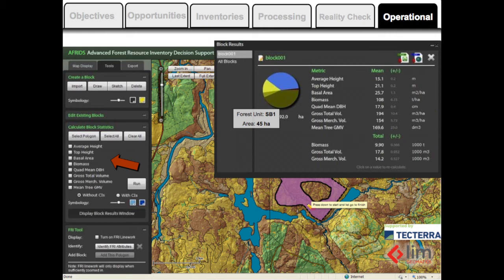Down the left-hand side, you have tabs showing the statistics for each particular block, and you can go in and edit those. This pie chart gives you an idea of the distribution of the species that are involved in the block. So in this particular one, 45 hectares of that 92 hectares is actually in Black Spruce forest.